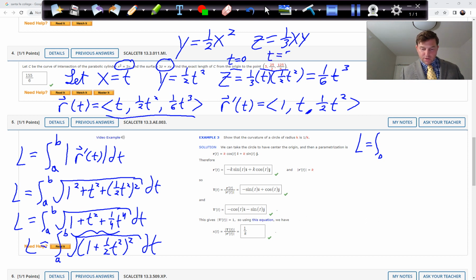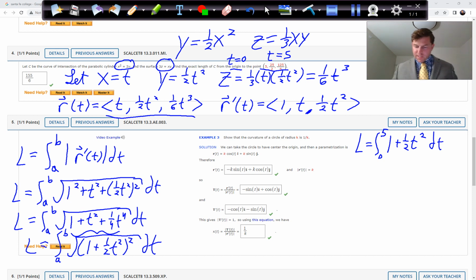And you can check the other points. So if t is 5, you get 5 for the first term. 1/2 times 5 squared, which would be 25 over 2, which is the middle term. Then you get 1/6 t to the third. 5 to the third is 125, so you get 125 over 6. So those line up perfectly. So this second point is 5. Now this square root and this square will cancel, so it's just 1 plus 1/2 t squared dt.